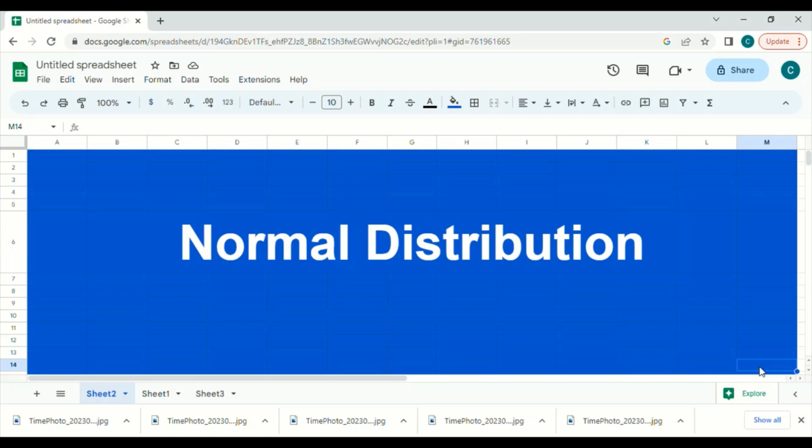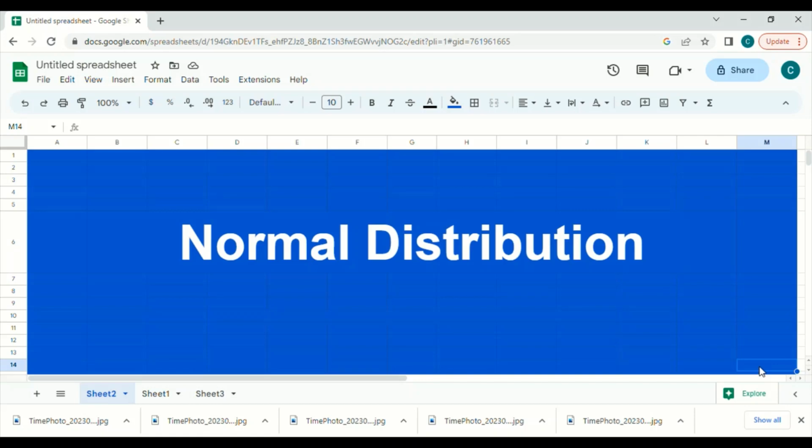Normal distribution, as we all know, is a continuous distribution. Things like weight, height, and time closely follow the normal distribution. The normal distribution curve is one of the most important statistical concepts in Lean Six Sigma. The normal distribution curve visualizes the variation in a dataset.